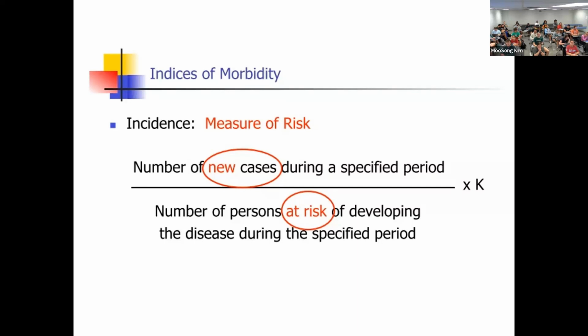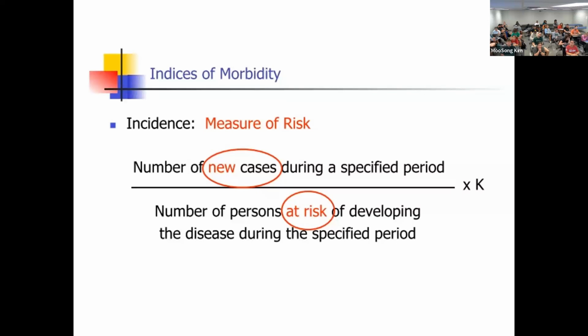Which one is the new case? 50 or 150? In September, 50 people developed the disease, and also there are already 100 people who had the disease. What is the new case? 50 or 100? 50. Yes, 50. A new case is a newly developed disease. Yeah, that is the new case.